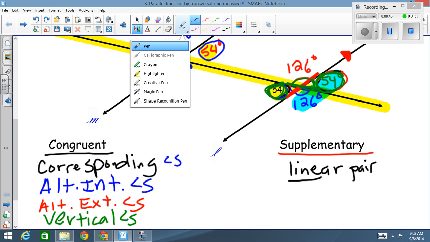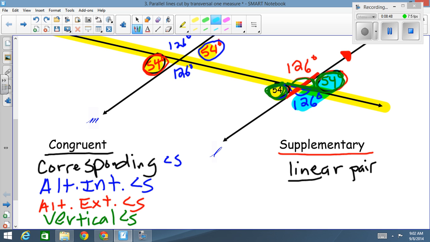All right, let's look at a couple other angles. How about this angle 54 here and this angle 126? What kind of angles are those? Well, they're on the same side of the transversal, and they're both on the inside of the transversal. They're on the same side, and they're on the interior, so therefore those are same side interiors.